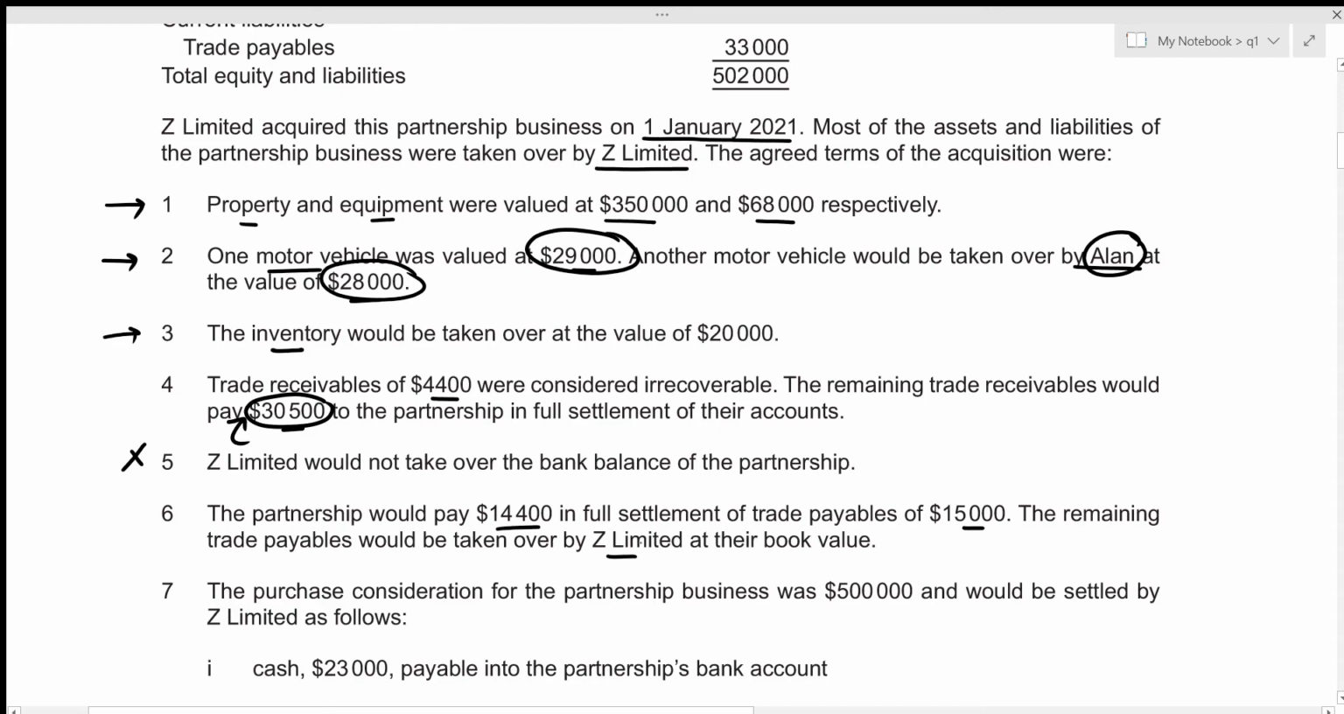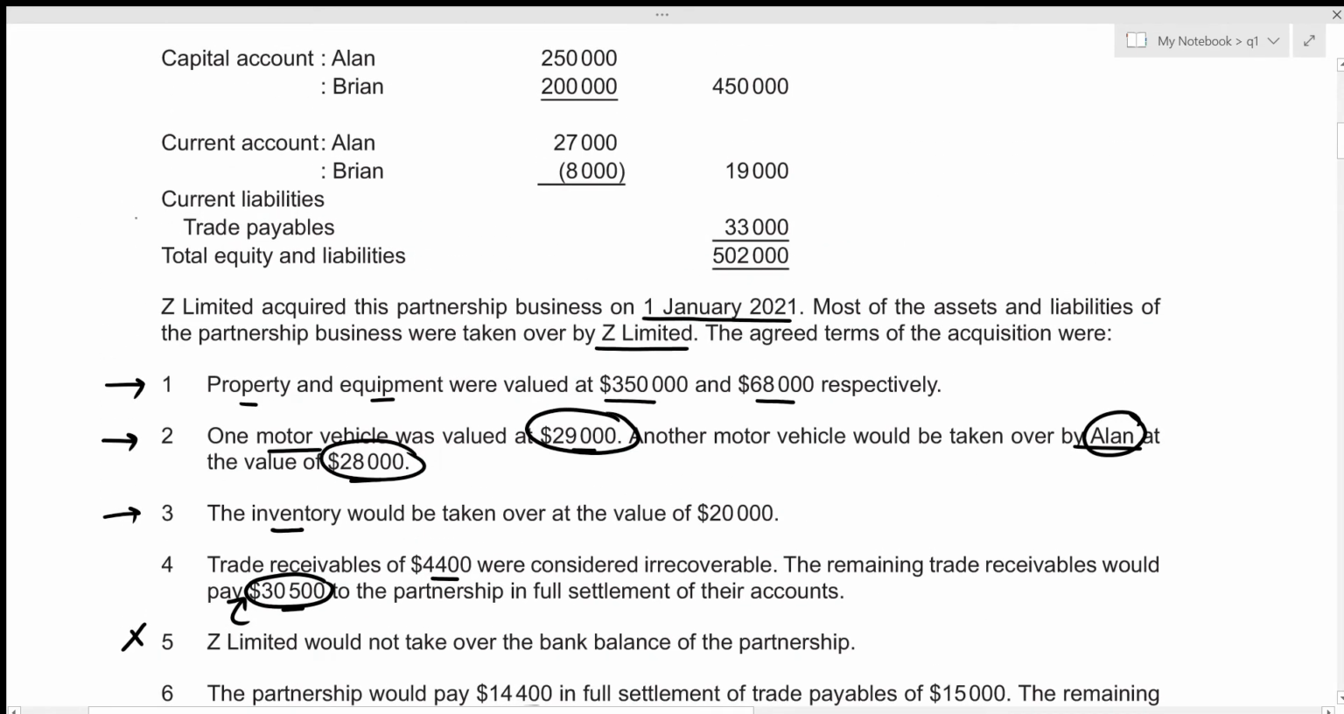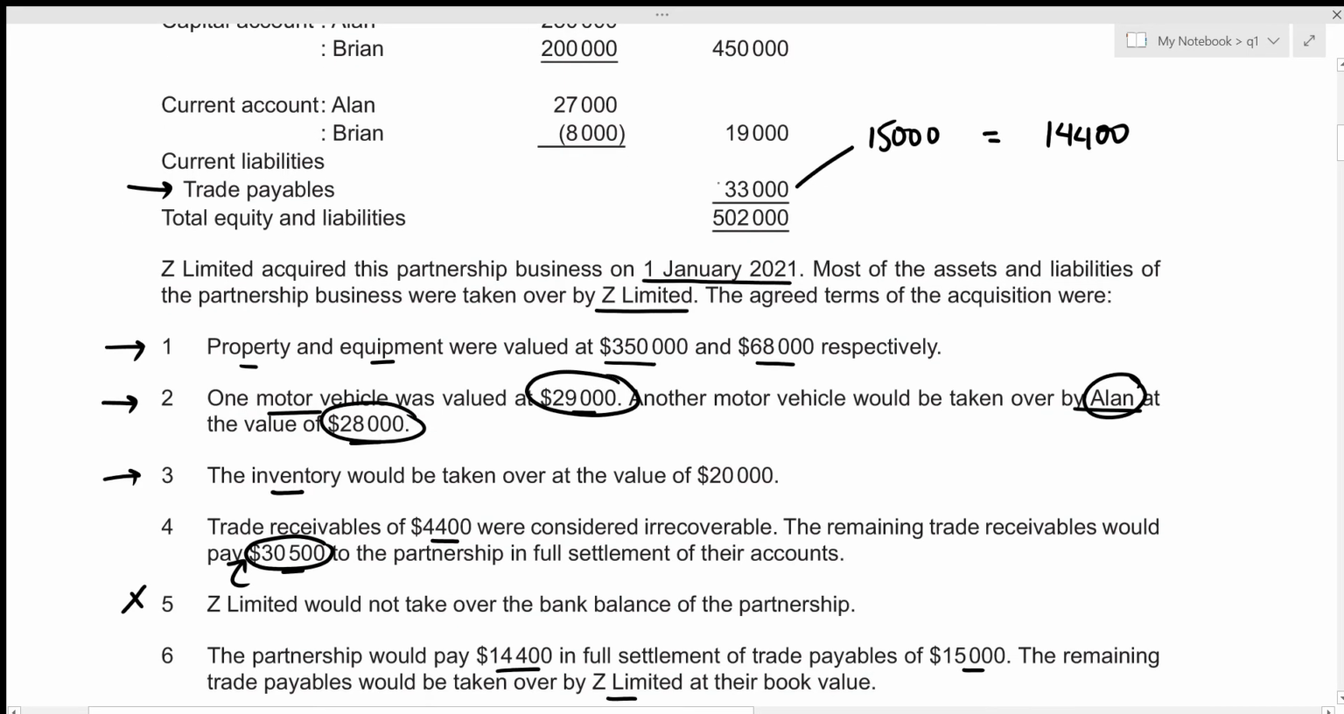Okay, let's have a look above. So we can see that the total trade payables amounted to 33,000, and out of 33,000, for 15,000 trade payables, the partnership will actually be paying 14,400, right? And then for the remaining value, which will be 33,000 minus 15,000, which is 18,000, right? So this trade payables of 18,000 is going to be taken over by Z Limited.